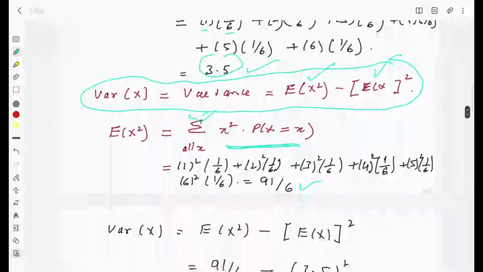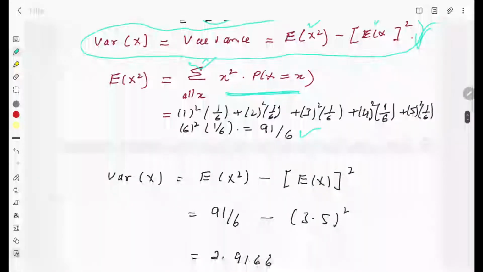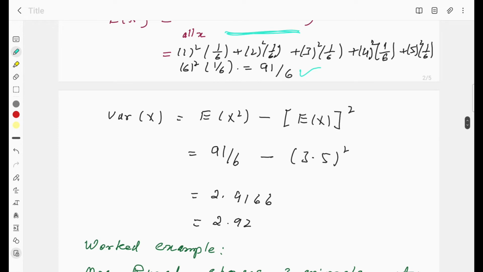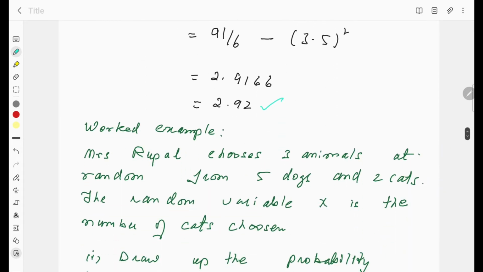Now I can plug my values into this formula. E(X squared) is 91 over 6 and E(X) I already have as 3.5. If I square it, I get my final answer on simplification as 2.9166. In examination, you have to write your answer to 3 significant figures, so this is your answer. I can give you one example.